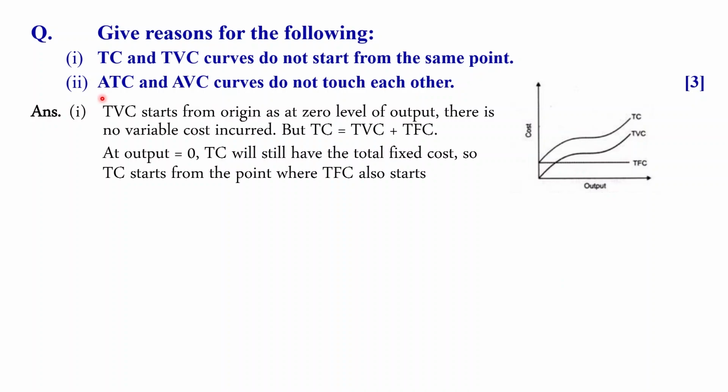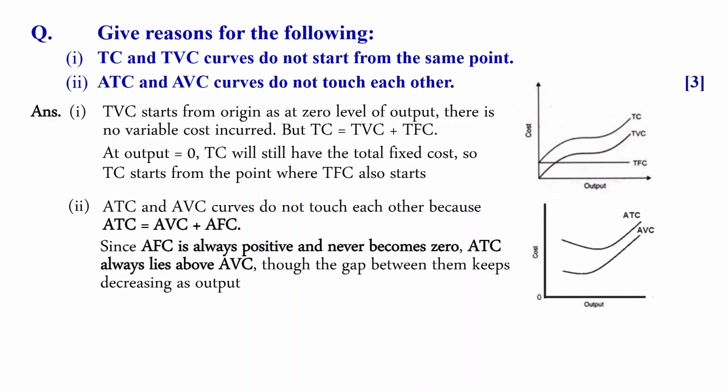Now let's go to part 2. Why do ATC and AVC curves not touch each other? This is where many students lose marks. Average total cost equals average variable cost plus average fixed cost. Since AFC is always positive and never becomes 0, ATC will always be above AVC. There will be a gap between them.